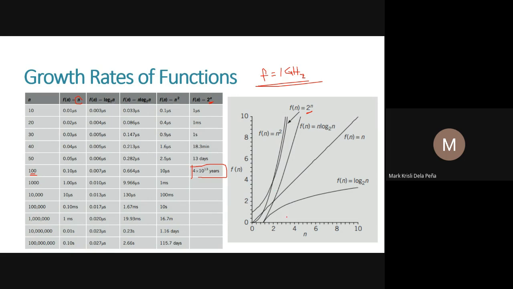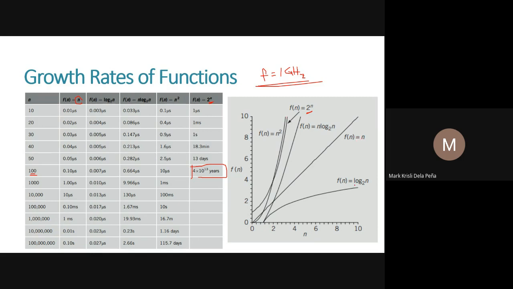Now, if you take a look at these, there are certain values wherein some of these functions are better compared to, say, linear. So if you base it on linear, at some values of n, very small values of n, n log n is better than linear. Exponential is also better than linear. However, if we increase the size of n, then they become worse compared to linear.